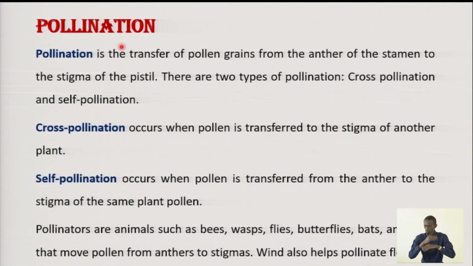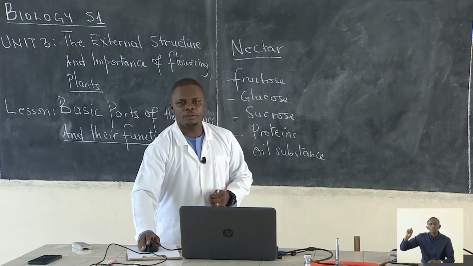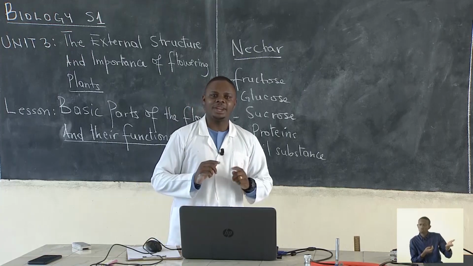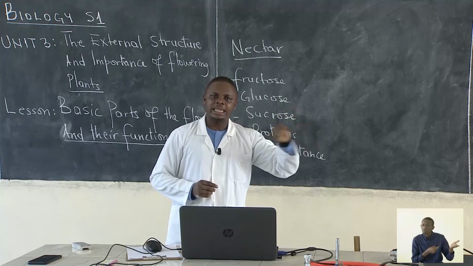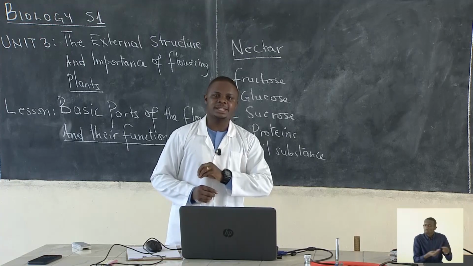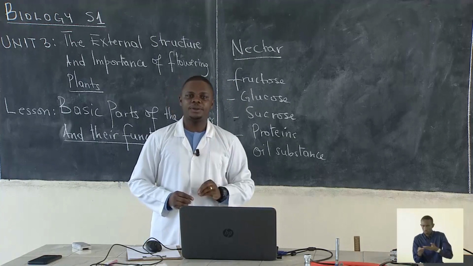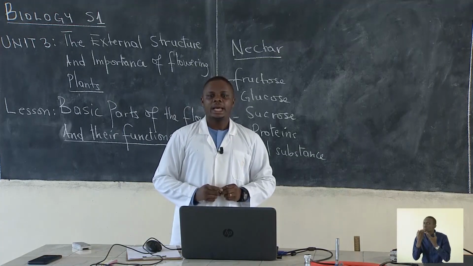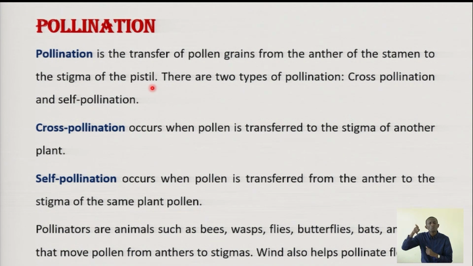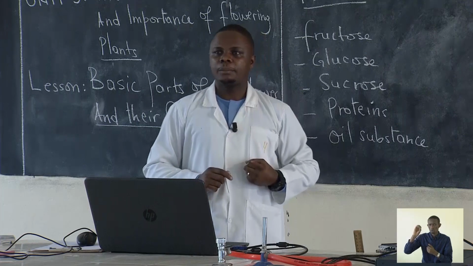Students, do you understand the meaning of the term pollination? Excellent. Pollination is the transfer of pollen grains from anthers of the stamen to the stigma of pistil. The transfer of pollen grains from anthers of the stamen or the male parts to the stigma of the female part or pistil. How many types of pollination do you know? We have two main types. We have cross-pollination. We also have self-pollination.